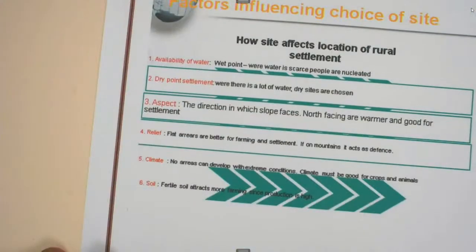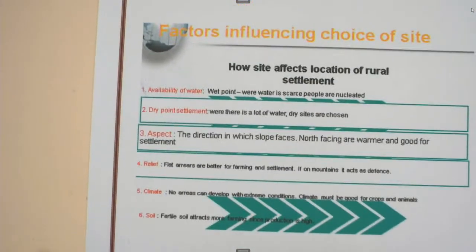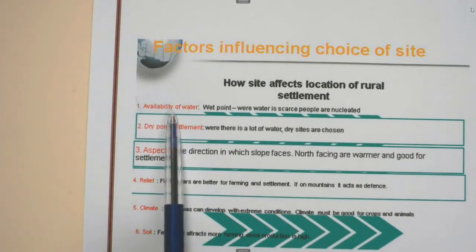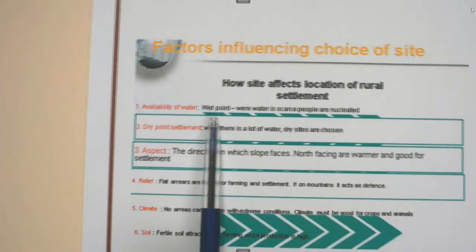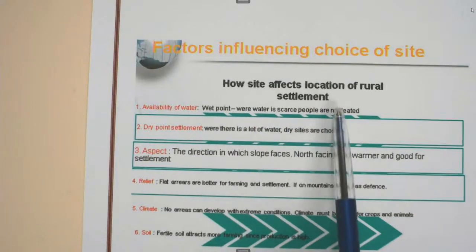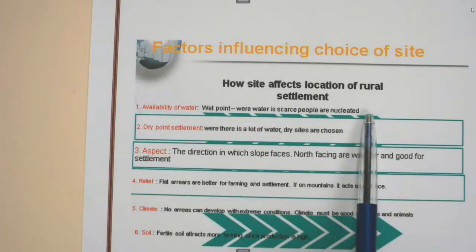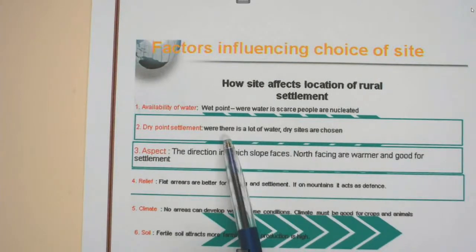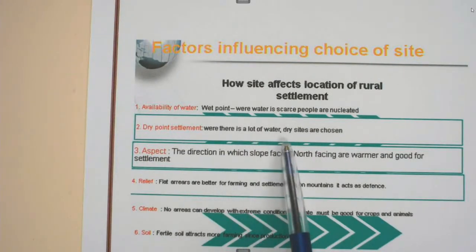We have two types of settlement, the rural settlement and urban settlement. Let us look at this. The rural settlement, factors influencing choice of site. Here the factors, availability of water. Remember, we have the dry point settlement and wet point settlement. Wet point is where water is scarce, people are nucleated. Dry point is where we have a lot of water, water becomes a threat and people choose a dry site.